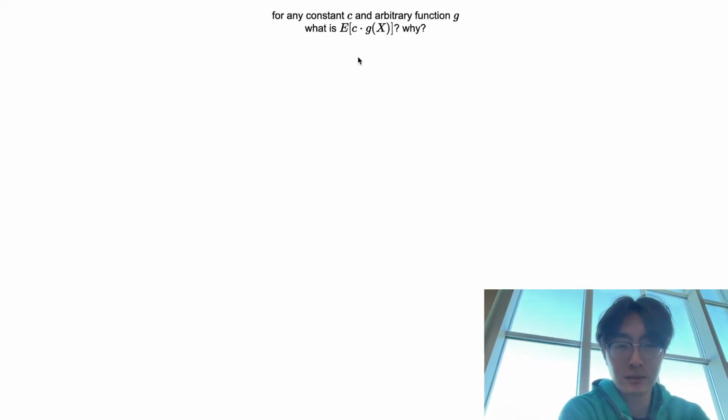And so when we split them, we have the expectation of c times the expectation of our function. That means the expectation of c, as we saw in the previous question, is by definition just equal to the constant. And the expectation of this function, well, I guess it depends on what the function is and what our random variable x is.